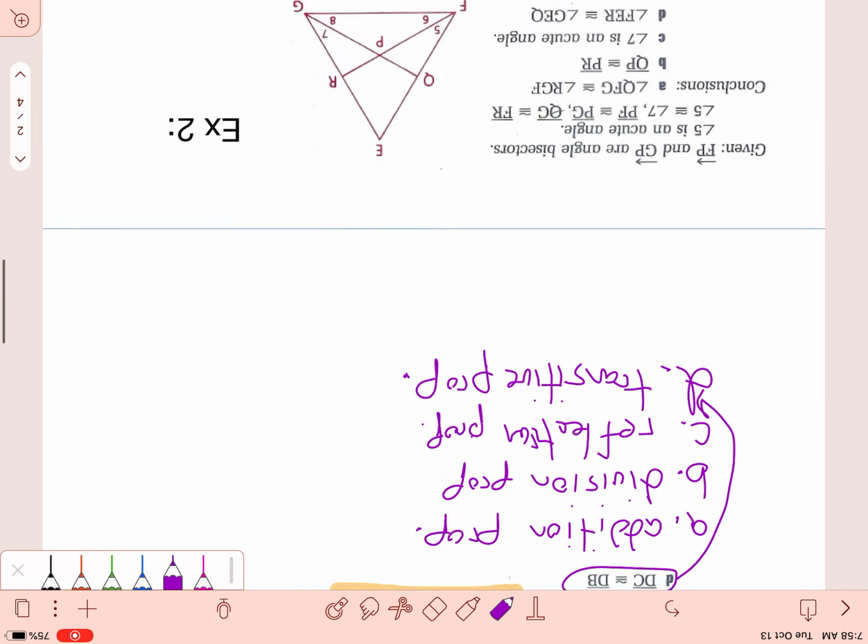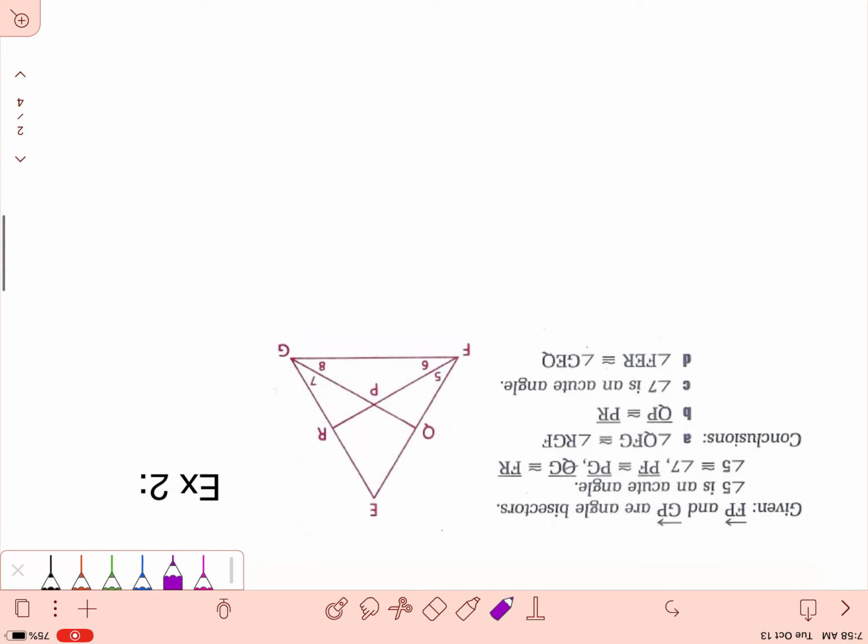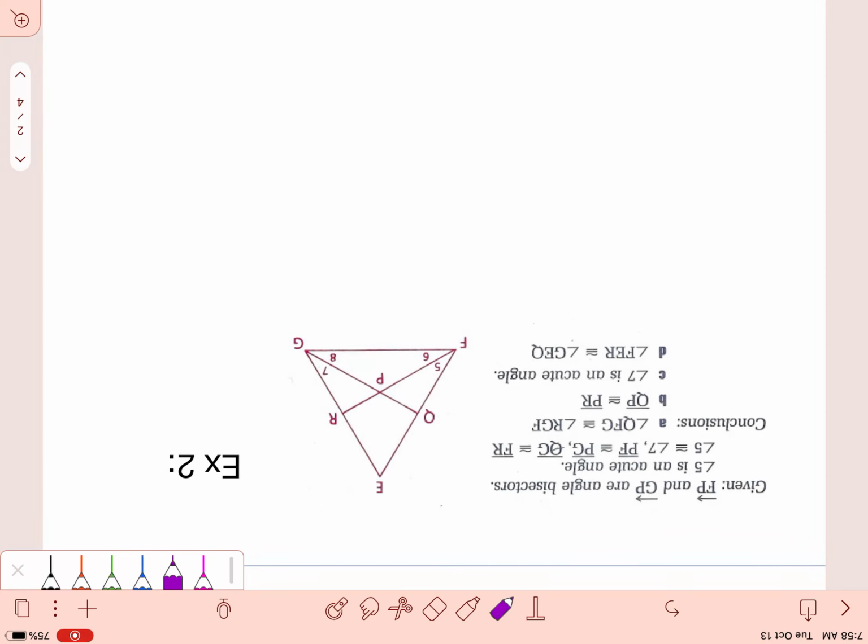Okay, so get comfortable with these properties. We're going to do example 2 in class today, and I hope you enjoyed the video.